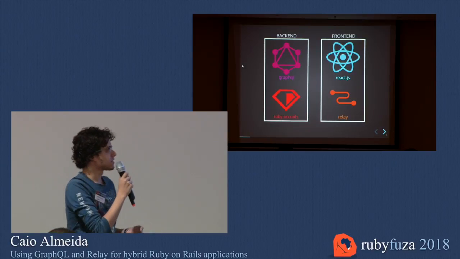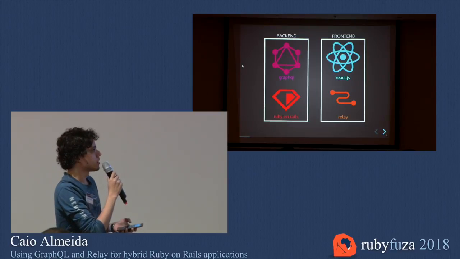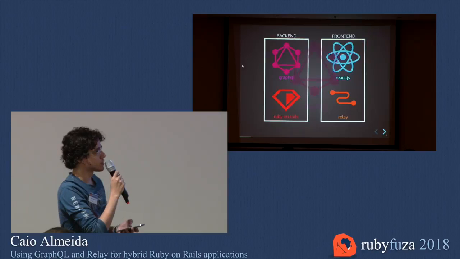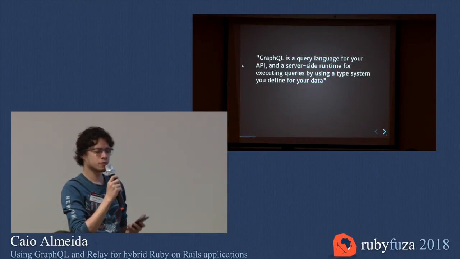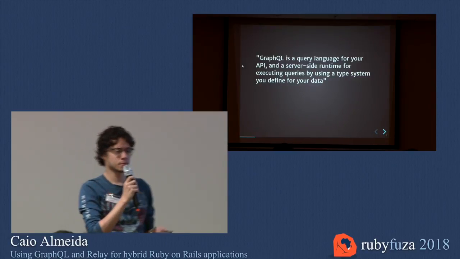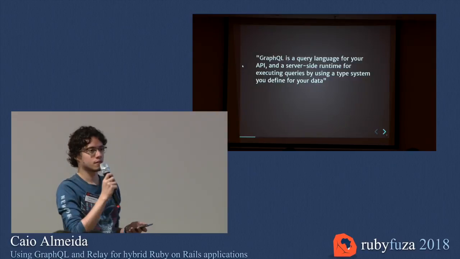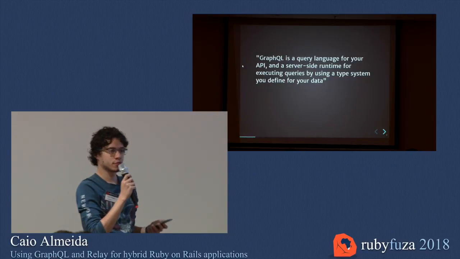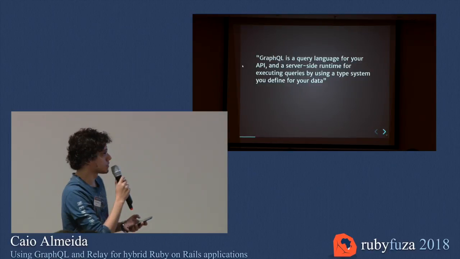So here is how those things divide. At the highest level, we have GraphQL and Rails on the back end, and we have React and Relay on the front end. So let's start with GraphQL. GraphQL is a query language that was developed by Facebook. You can use that to declare how your API works, and you can execute queries to fetch data from your backend by writing those queries.